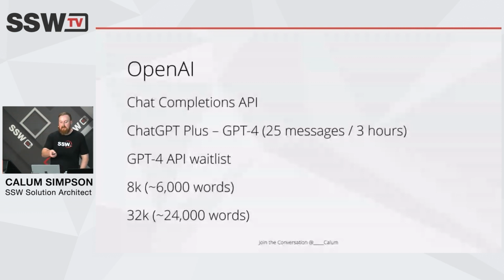And again, just comparing this to the previous one, GPT 3.5, that one had 4,000 tokens. So with GPT-4, you've got at least twice as many tokens. But again, I'll explain about tokens in a minute.